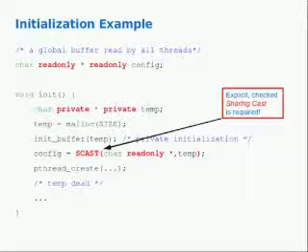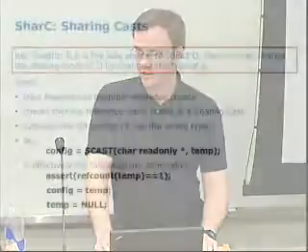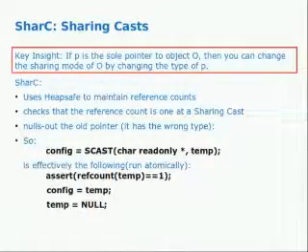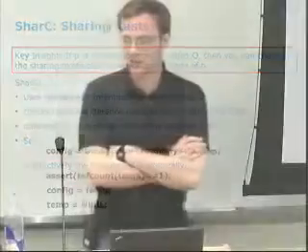The way that Sharc deals with this is by allowing the programmer to add an explicit checked sharing cast. The insight here is that if you have the only pointer to an object, then you're allowed to change the sharing mode of the object. So what Sharc does is it uses Heapsafe to maintain reference counts, and it checks that the reference count is 1 to make sure that you will have the only pointer when you do a sharing cast. Sharc also has to null out the old pointer because it has the wrong type.